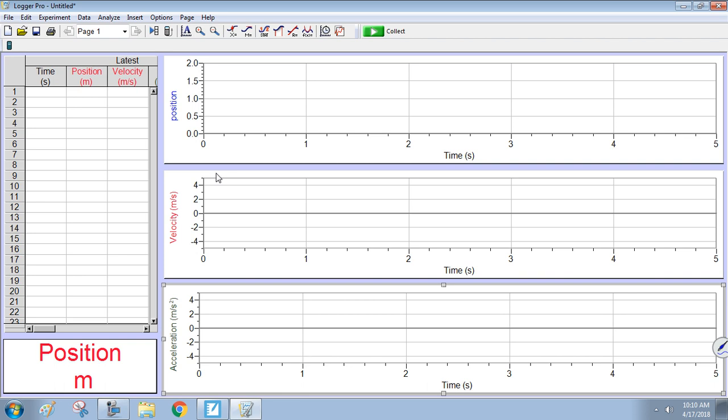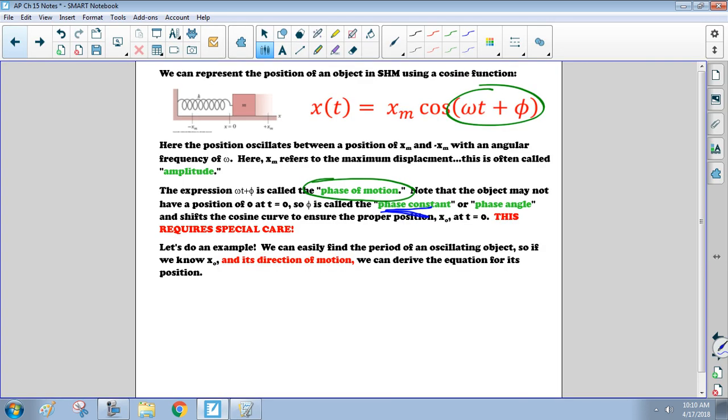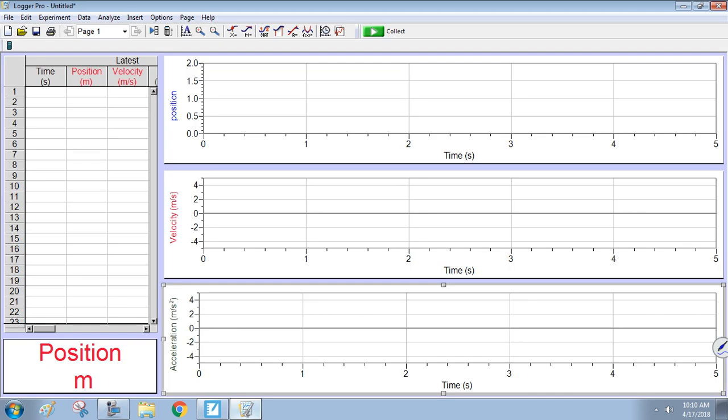All right, so what I've got here, like I said, is just a mass at the end of a spring. I'm going to set it into simple harmonic motion. All right, and we're going to look at the graph and see if we can come up with this equation for this thing. Follow? All right, so here we go. So that's going. Let's gather some data for it. So I'm just going to go over here and hit collect.